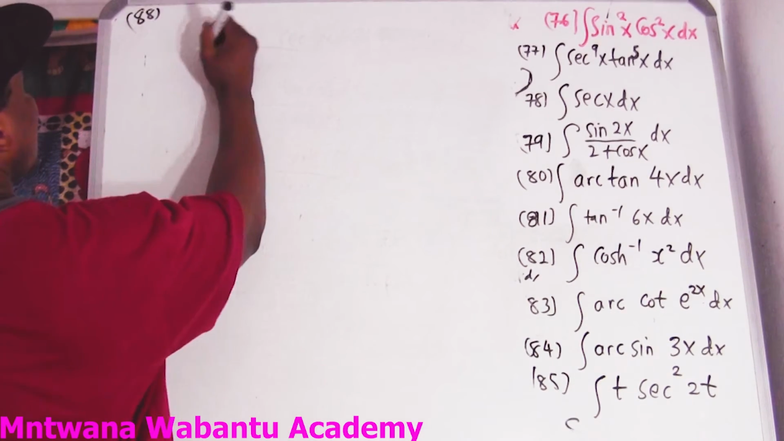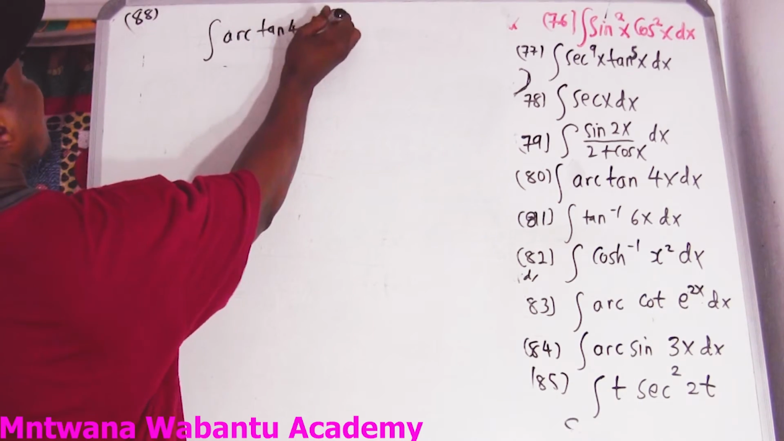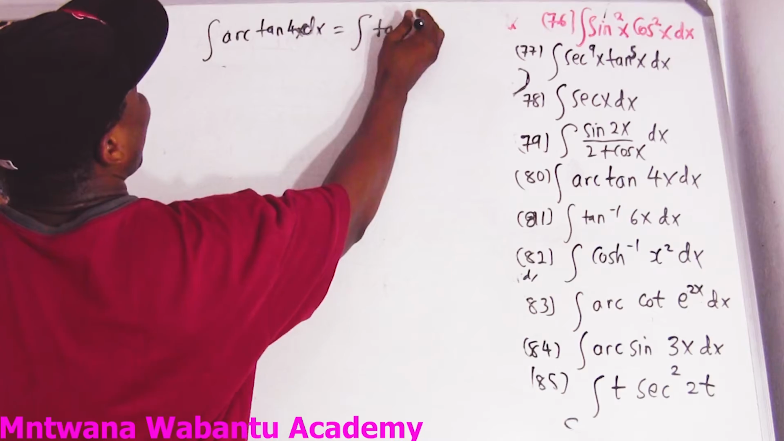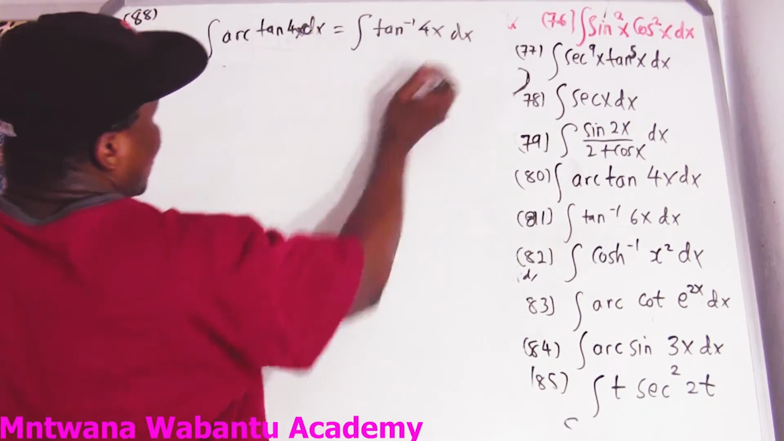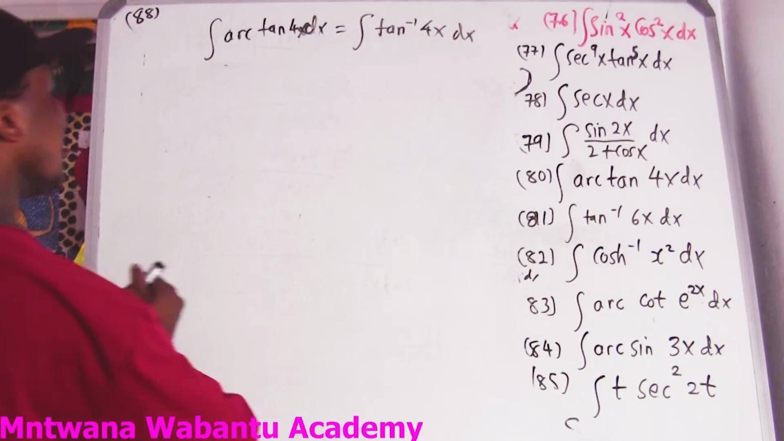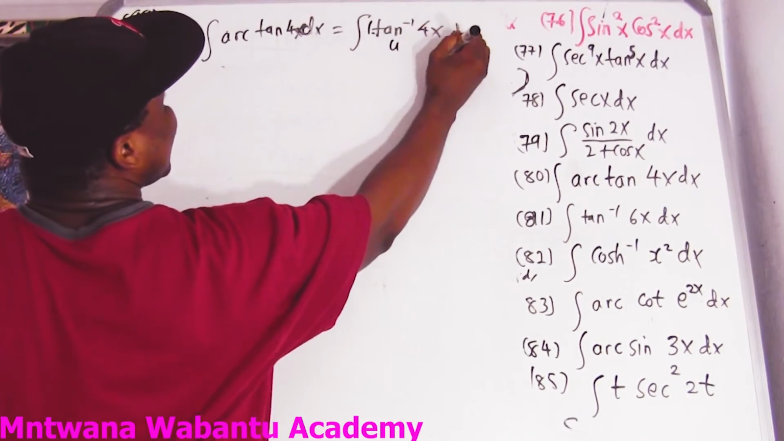So, the integral of arctan of 4x. If somebody says arctan of 4x, it's the same as saying the integral of tan inverse of 4x, same thing. So don't just guess, how did it come? What happened? Now let's go easy. This is by parts. So I can say this is 1 and this is u and this is dv.